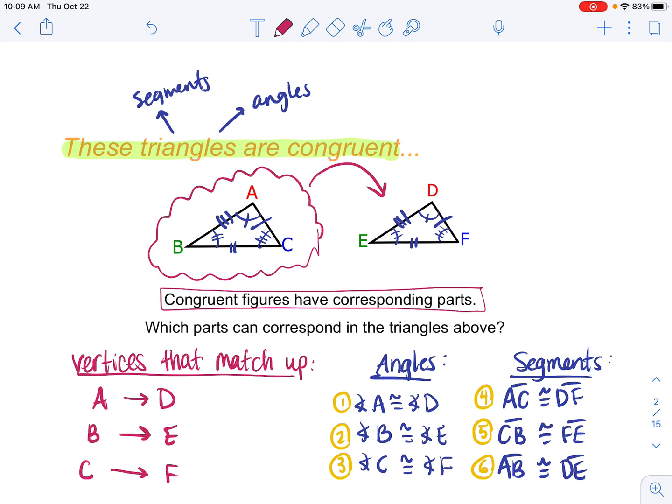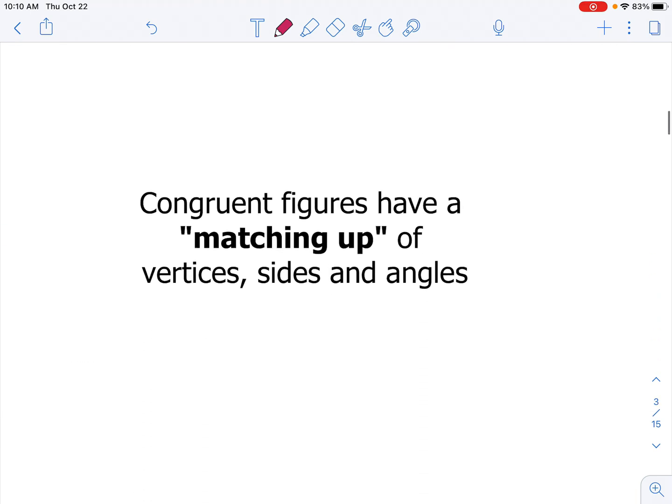So something to keep in mind, making sure that we're labeling the triangles, marking the congruence properly, and recognizing which angles land on top of the other angles and which sides land on top of the other sides. Congruent figures have a matching up of vertices, sides, and angles, as we just discussed. If we think about cutting out one of the triangles with a scissor and then placing it on top of the other, they should match up directly, and we should see that all the angles, all the sides, land directly on top of each other for those two triangles.